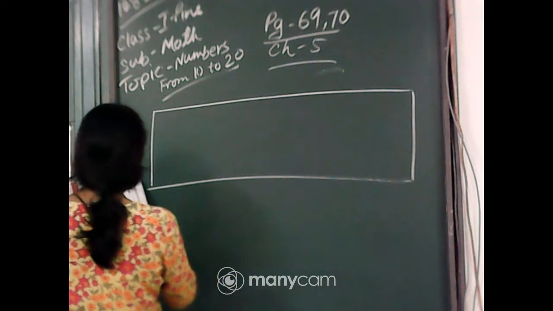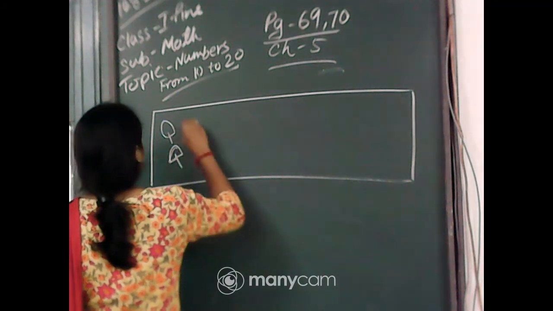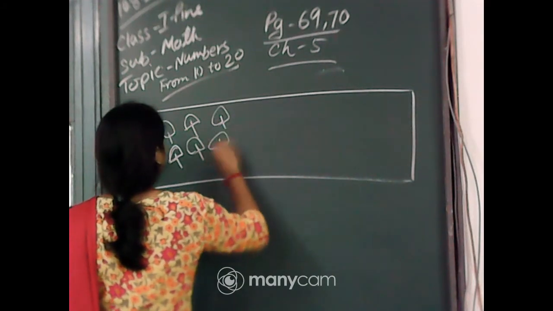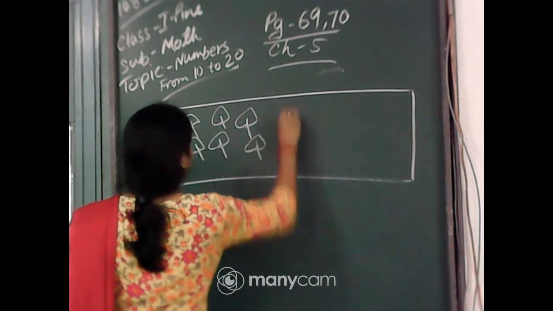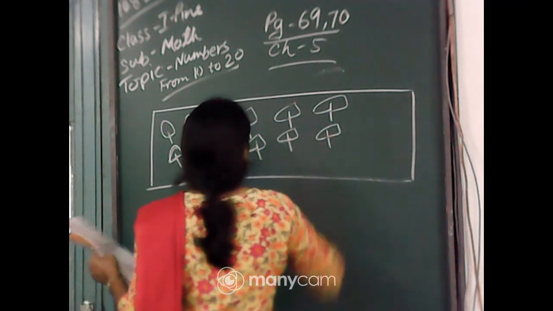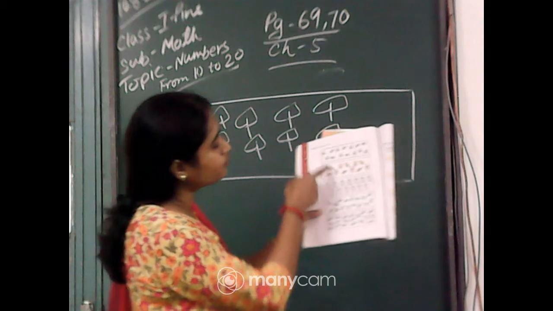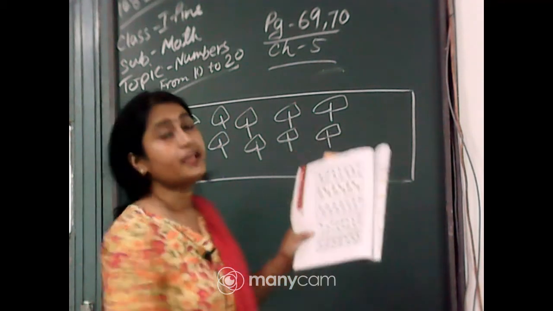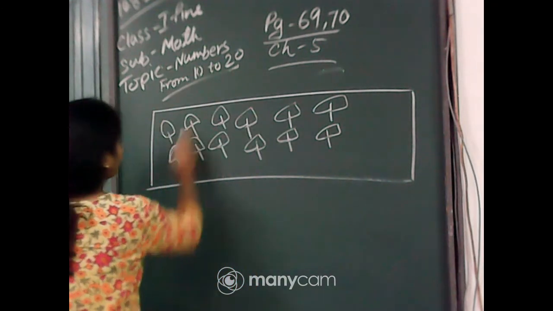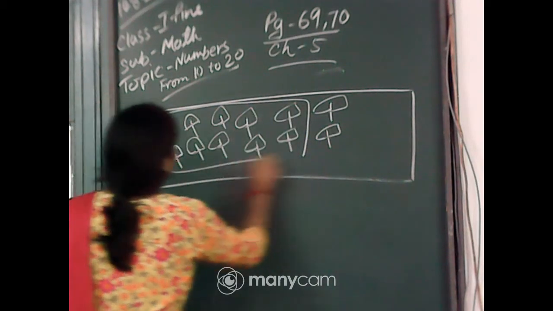1, 2, 3, 4, 5, 6, 7, 8, 9, 10, 11, 12. How many? 12. 12 ice creams were there. In your book, 1, 2, 3, 4, 5, 6, 7, 8, 9, 10, 11, 12. You have to make a group of 10. So, count 1, 2, 3, 4, 5, 6, 7, 8, 9, 10. Please make a group of 10 ice creams.